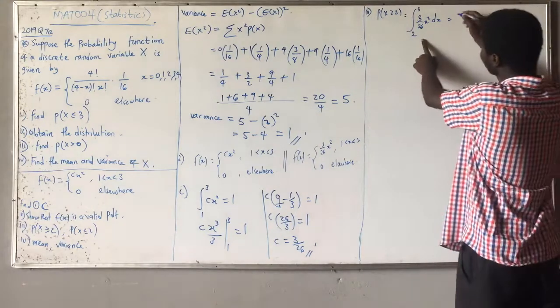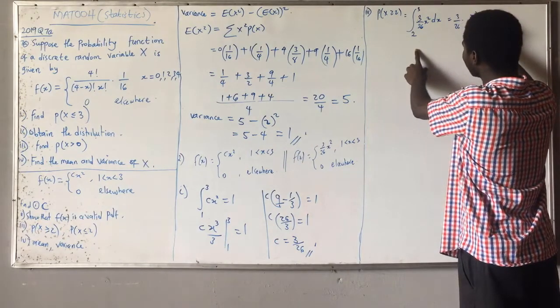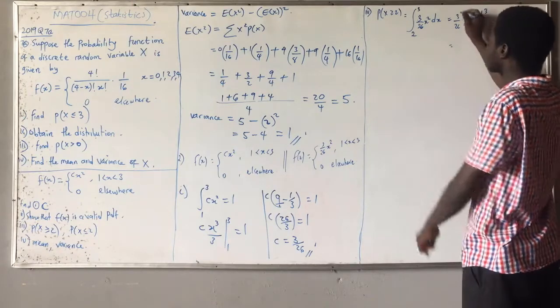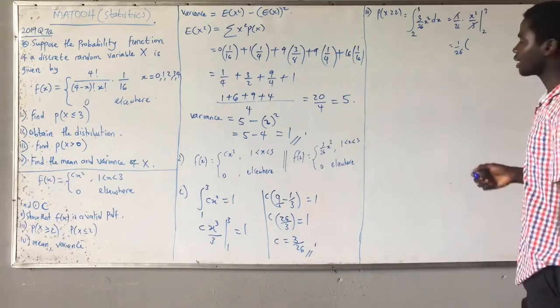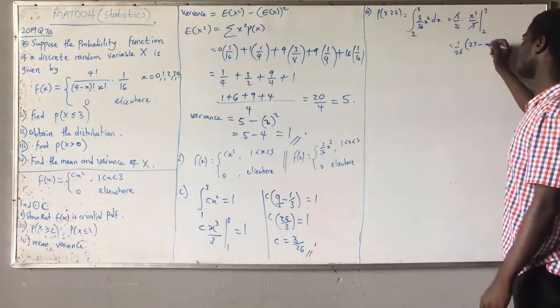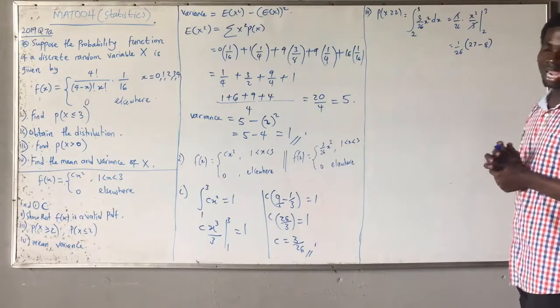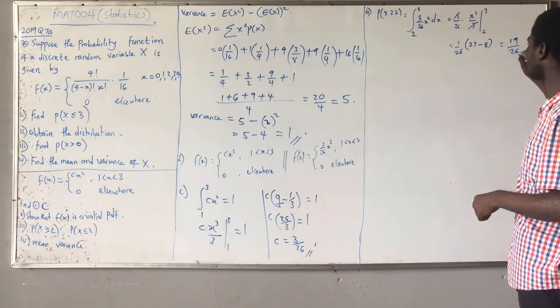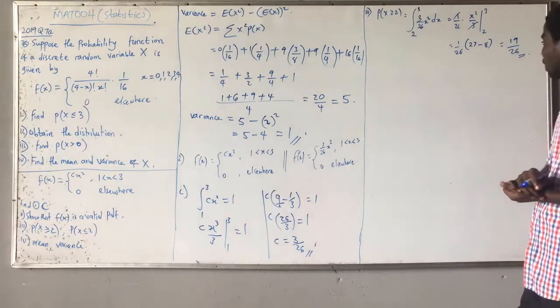So this is 3 over 26 multiplied by s cubed over 3, with bounds 2 to 3. So 3 cancels 3, I'm left with 1 over 26 actually. Then you put 3 here. 3 cubed is 27 minus 2 cubed, and 2 cubed is 8. 27 minus 8 is 19. So the probability of this one is 19 over 26.